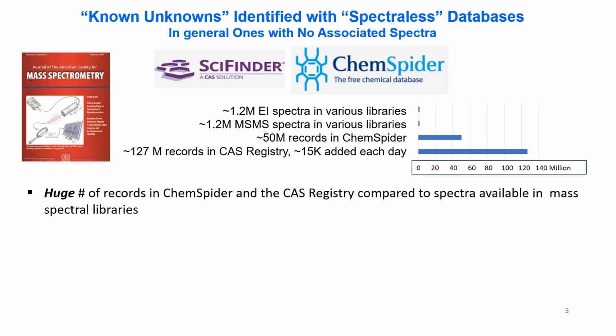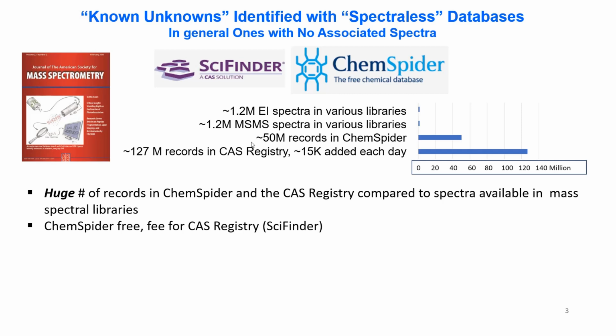Known unknowns can be identified with spectraless databases, in general ones that have no associated spectra, though there might be a few spectra in the CAS Registry. It's not mainly curating spectra associated with structure. There's a huge number of records in ChemSpider and the CAS Registry compared to the spectra available in mass spectral libraries for searching. As you can see above, around 1.2 million in each of the types of libraries, but there's 50 million records in ChemSpider, and there's 127 million records in the CAS Registry, with about 15,000 added each day.